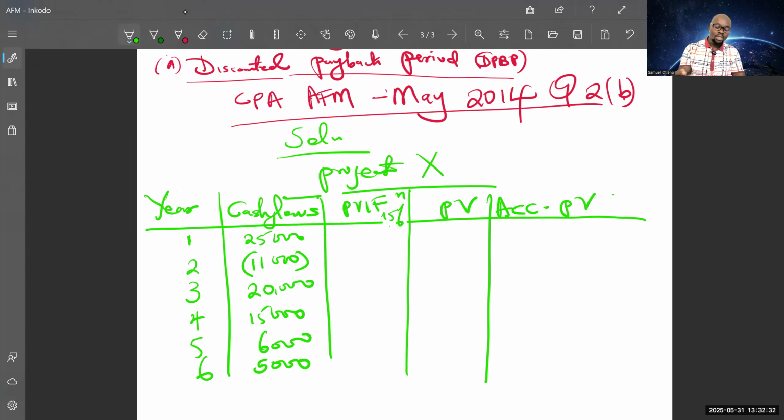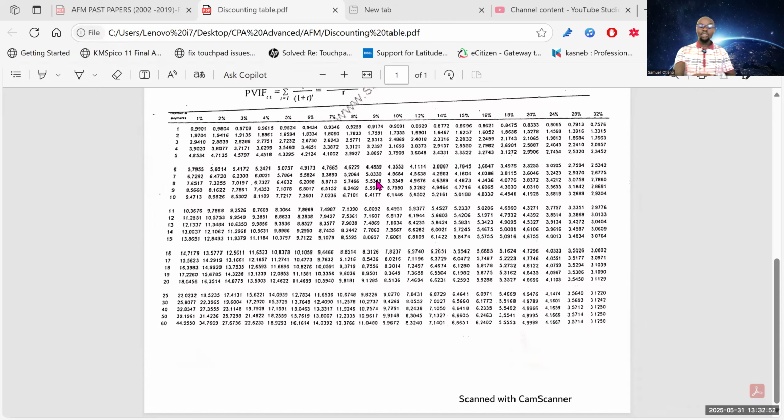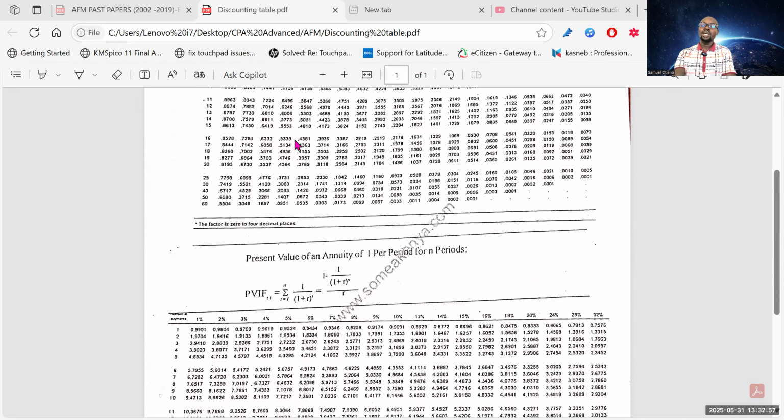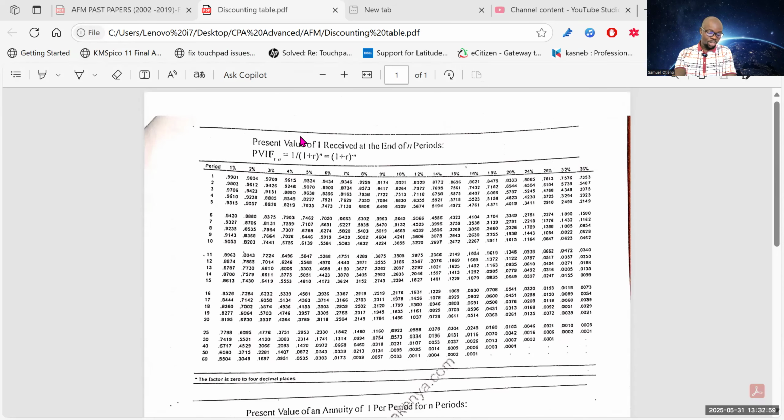So grab your discounting tables very fast. I will grab mine. I just want to believe that you know what discounting tables are. If you do not know what discounting tables are, do not worry, because I'm showing you what a discounting table is, how it looks like. So check on your screen, check on my screen here. You're able to see what a discounting factor is. This normally comes at the back of the question paper, or if you are revising and you don't have your question paper, you can simply Google it, you'll get it.